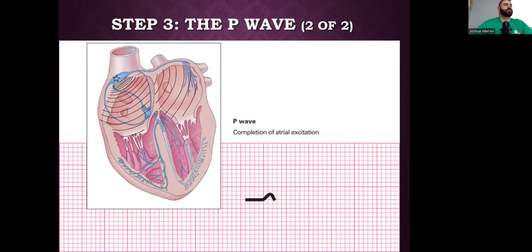If it looks anything different, is it big? Is it spiky? Is it inverted? It's coming from somewhere else. If it is rounded, upright, and pretty, it is coming from the SA node.